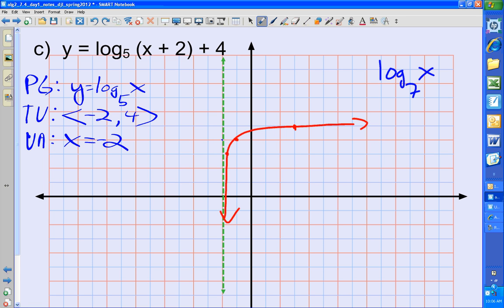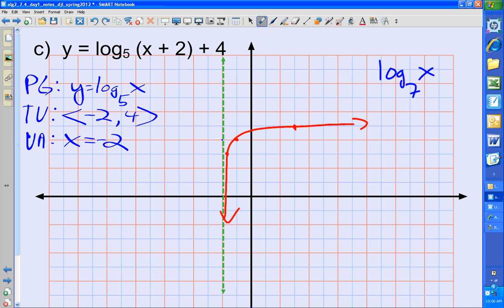What if it was log base 7 of x? What would you do? 0.14. Okay, let's say I didn't want you to do 0.14, I wanted a fraction. 1 over 7. Right 1 over 7, then down 1. Where's 1 over 7? It's teeny, right? Yeah. So we go right, teeny, okay, down 1.